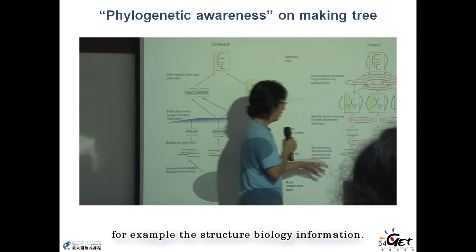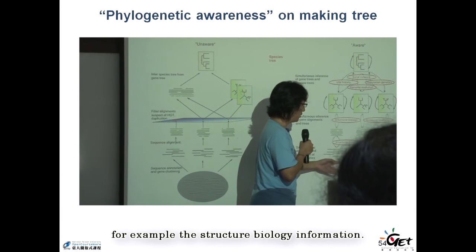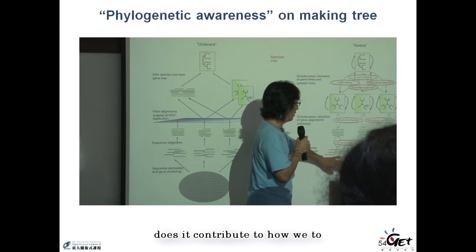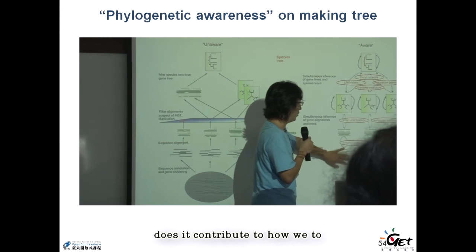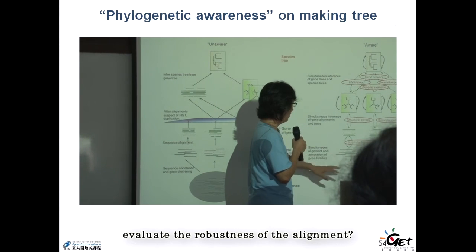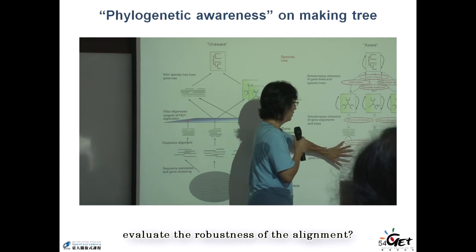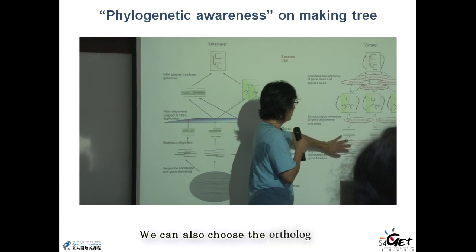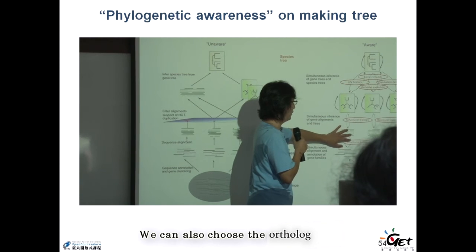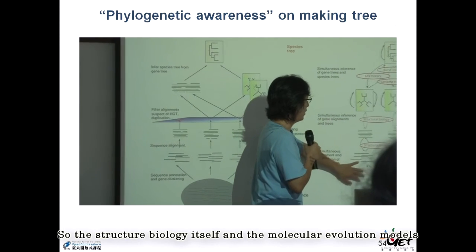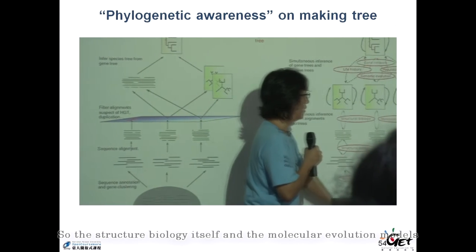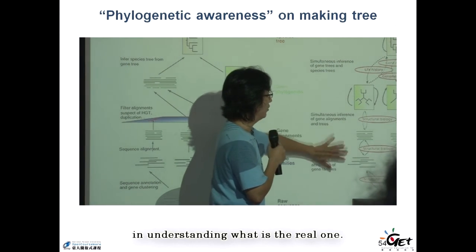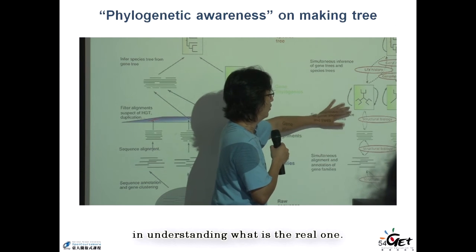For example, the structural biology information. What about the structure itself? Does it contribute to how we evaluate the robustness of the alignment? We can also use it in the choice of the ortholog. So structural biology itself and the molecular evolution models are very critical in understanding what is the real one.